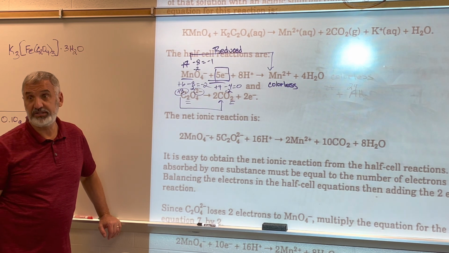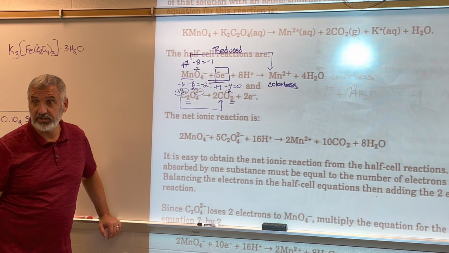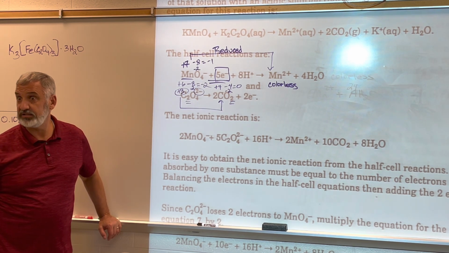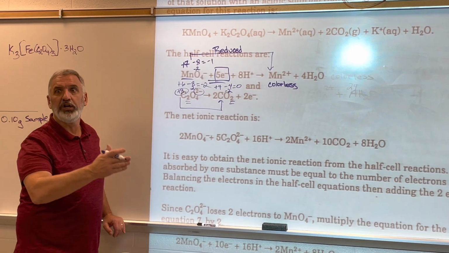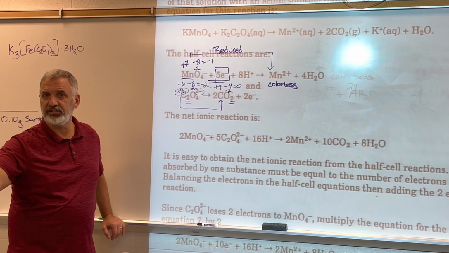Let me give you a clue. If one thing is reduced, the other thing is oxidized. That's why we call it a redox reaction.